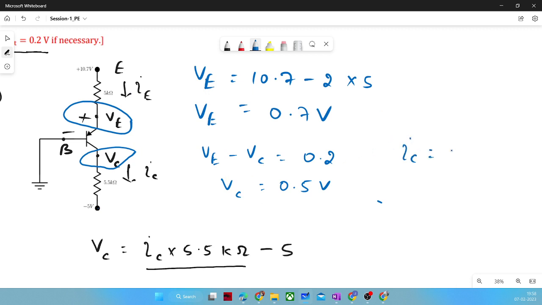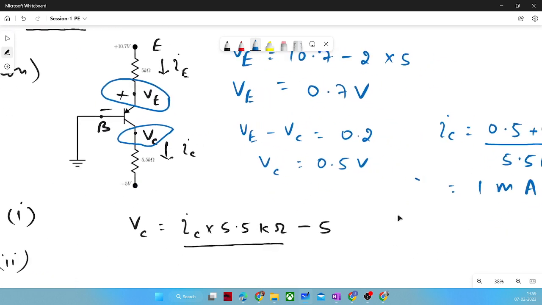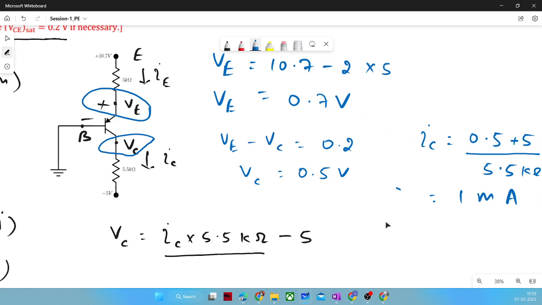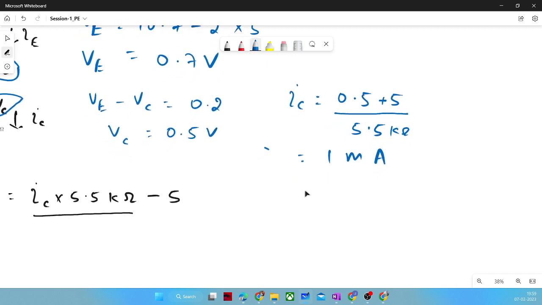So IC will be 0.5 minus 5, so that will be plus 5 divided by 5.5 kilo ohm. So that will be 1 milliampere. So IC we computed as 1 milliampere. Okay. And now we have computed IC, we have IE. Now we can easily compute IB and we will verify whether IC equal to beta IB or not.